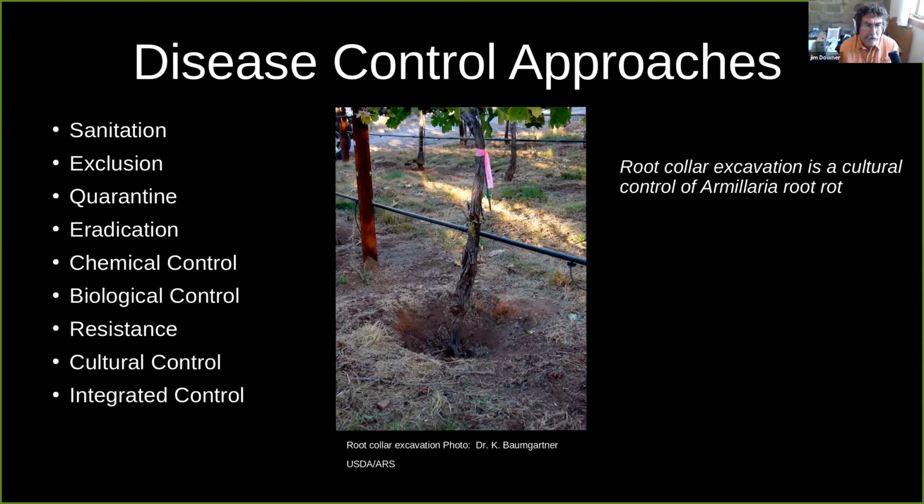Biological control is using living agents to limit, interfere, or interrupt the progress of a disease. And I'll talk a little bit more about that in the next slide or two. Resistance, of course, is getting the host to resist the pathogen, either all or none or some, and allowing you to either grow a crop or produce what you need to do and survive the infection.